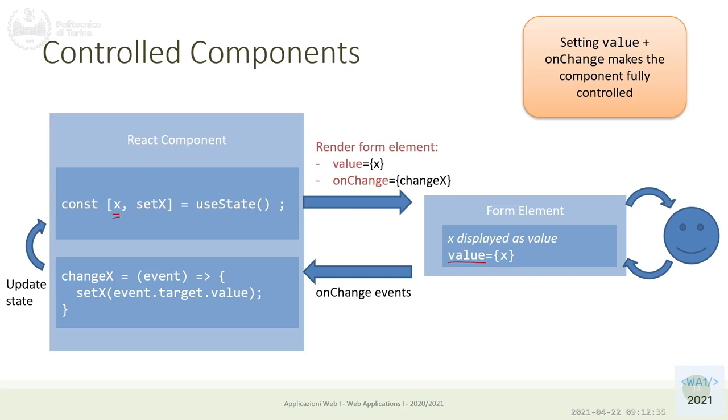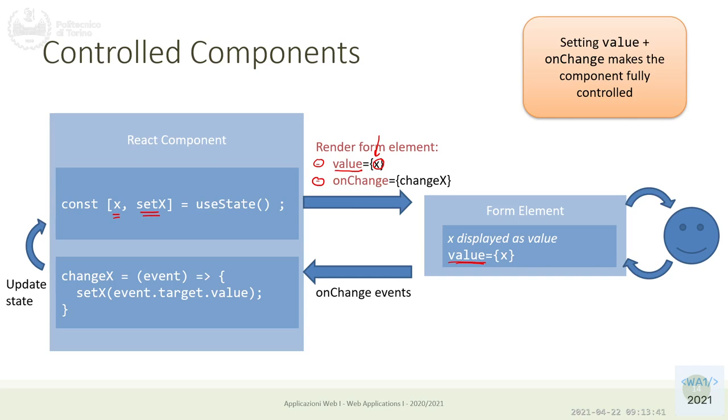The rule for a control component is always to set these two attributes, value and onChange. The value attribute enables the left-right synchronization. So every time X changes, which is our state variable, we are sure that the form element will be re-rendered, which is the normal behavior of React. If you are changing a state variable, we re-render the component. If you update the value, a property of the component itself will be updated. So with this value equal to state X, we are ensuring that whenever we change the state with the setX, immediately the content of the input element will be changed.